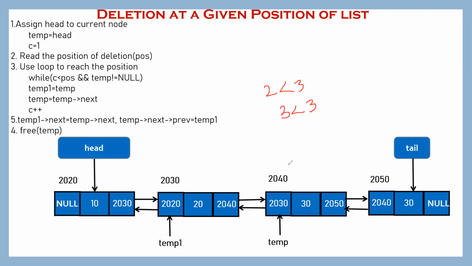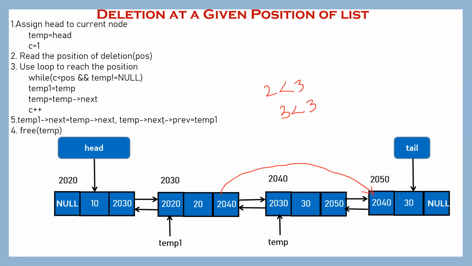So what we should do? We should break the link. So for breaking the link, what we need to do? Temp1 next. This is temp1 now. Its next is nothing but it is pointing to temp. So instead of pointing to temp, it should point to the temp next. That means temp1 next is assigned with temp next. That means this address is assigned with this address.